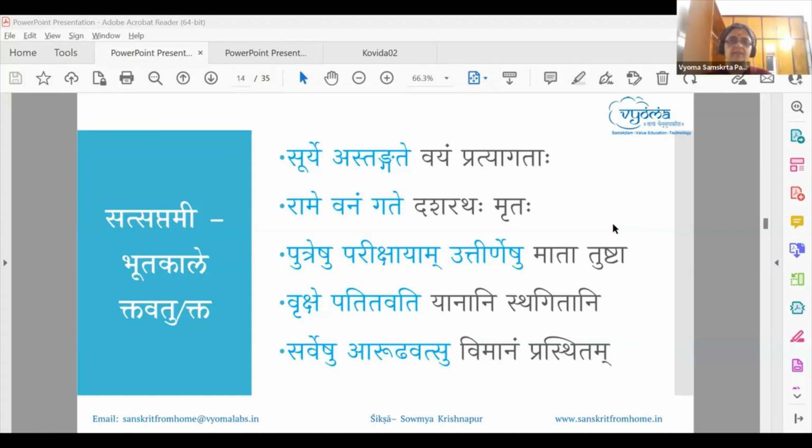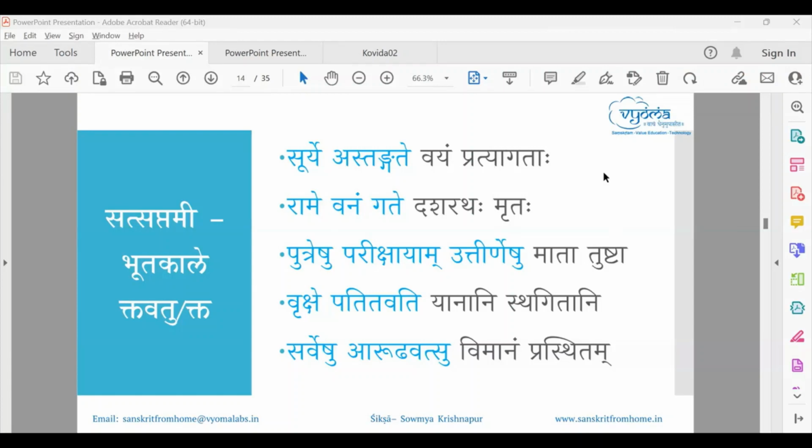That is okay. Putreshu parikshayam uttirneshu mata tushta. Mother was happy when the sons succeeded in the exam. Correct. Vrikshe patitavati yanani sthagitani. When the tree fell, the vehicles had to stop. Sthagitani, they were stopped. Okay.